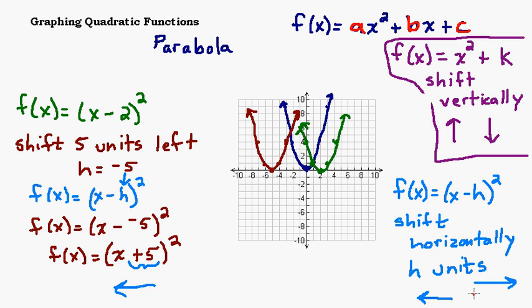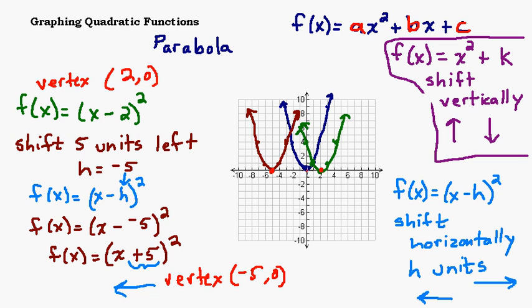Let's take a look at the vertex of these before we put these two concepts together. The vertex of the green one is right here, which would be what point? (2, 0). And the vertex of the brown one is right there, which would be (-5, 0). And of course the vertex of the blue one is (0, 0). So what I want you to notice is this x value of the vertex corresponds to the h value in the formula, and that is not a coincidence.